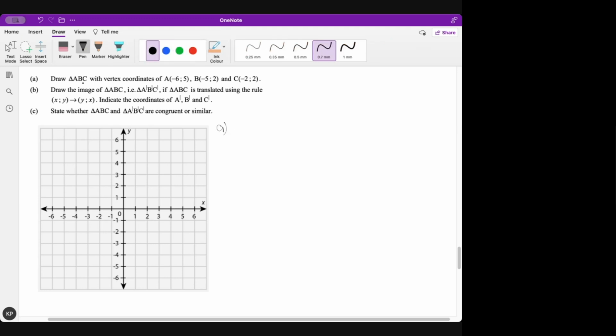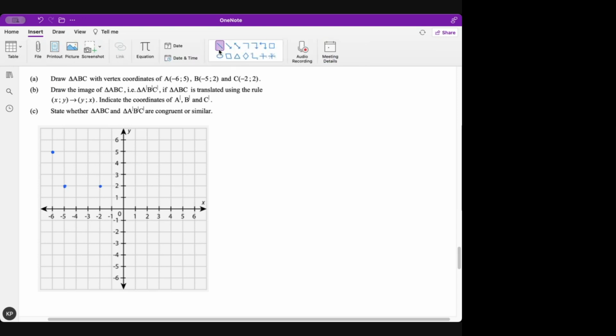A. Draw triangle ABC. I'm drawing a triangle at the following coordinates. A is negative 6, 5. Negative 6, 5 is over there. B is negative 5 and 2, and C is negative 2 and 2. So that's a bit of a different triangle from the ones we've been drawing this whole time. It's slightly slanted.